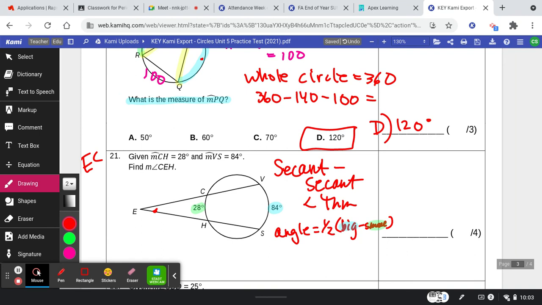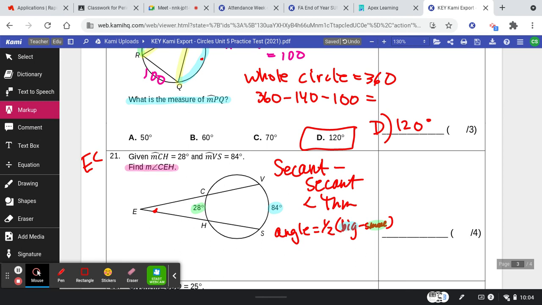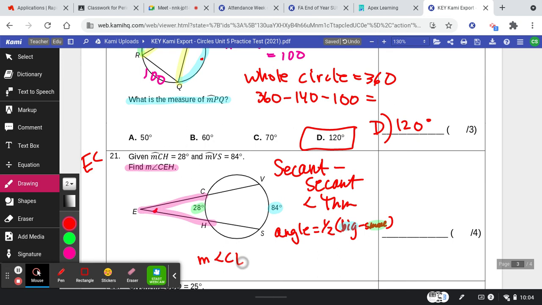Was I on Esmeralda? So Esmeralda, they're asking us for the measure of CEH. When they ask me for something, I go touch it or I highlight it to make sure I'm getting the right thing. To get that angle, I use the secant angle theorem. And so here I go. The measure of angle CEH is half. What's my big intercepted arc? 84. And what's my small? Can you subtract those for us, please, and tell us what you get?